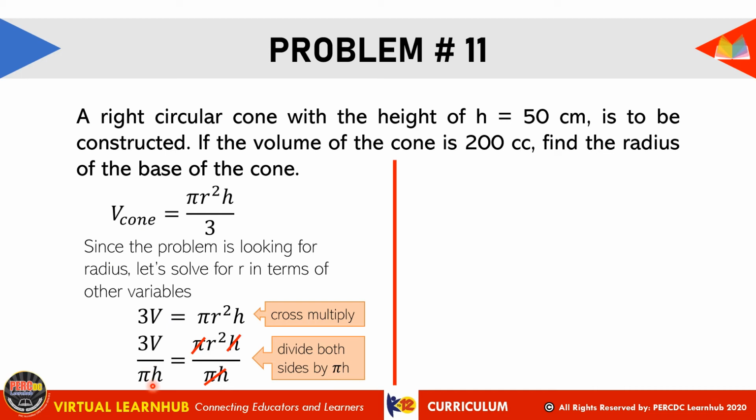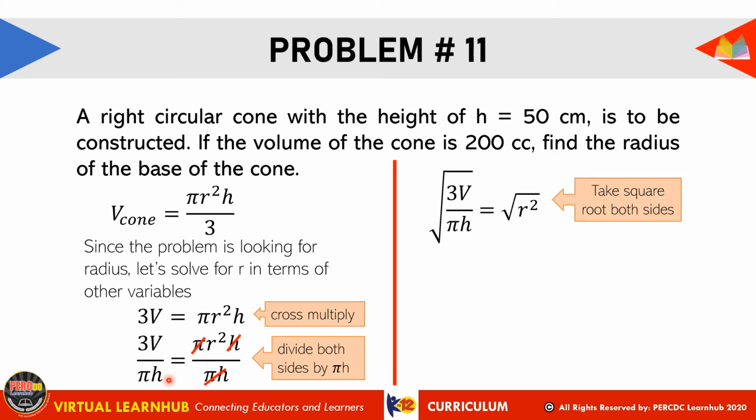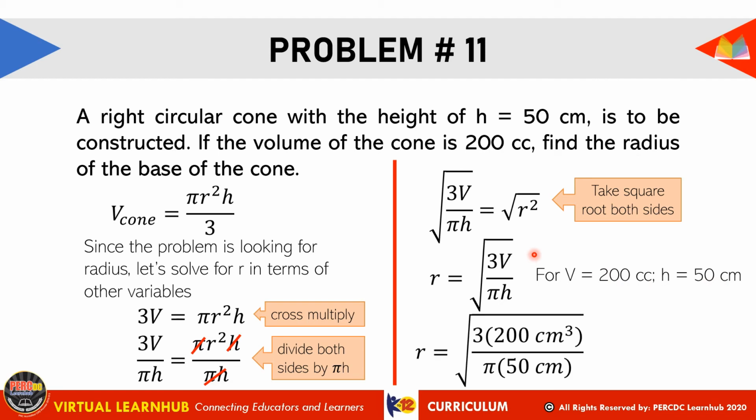Since we are only concerned with the value of r, we take the square root of both sides, giving us the square root of 3V over pi h equals the square root of r squared. Then we have r equals the square root of 3V over pi h. But specifically, the problem is asking for the radius given that the volume equals 200 cubic centimeters and the height is 50 centimeters. So we will just substitute these values to this formula. So we have r equals the square root of 3 times 200 cubic centimeters over pi times 50 centimeters. Input this to your calculator and it will give us the radius of approximately 1.95 centimeters.